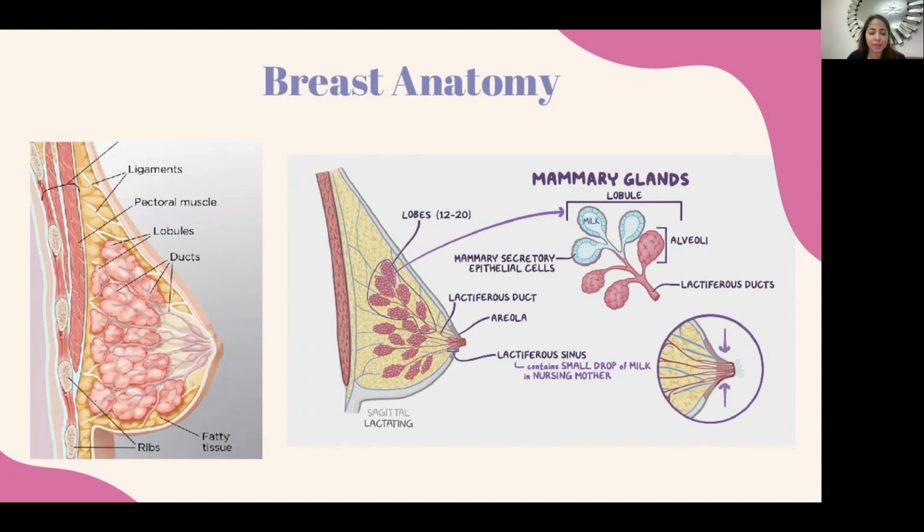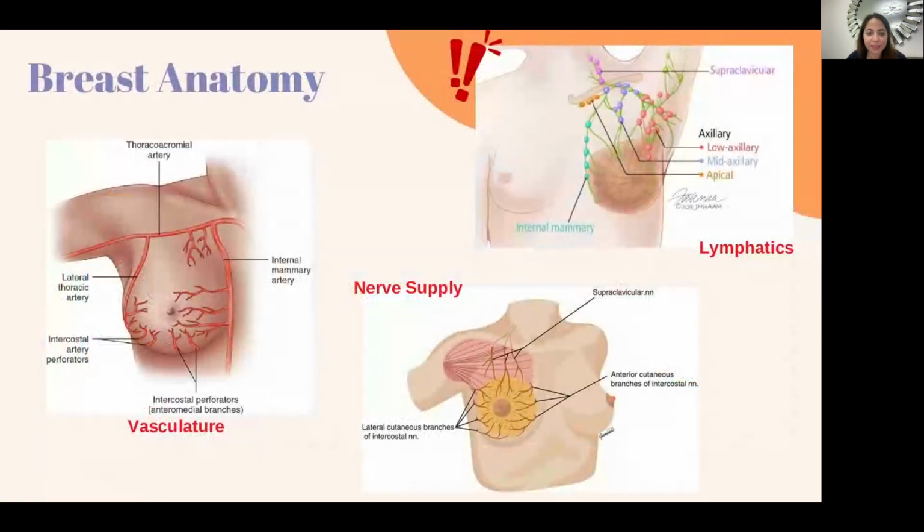There is a potential space called the retromammary space, where you've got loose connective tissue between the breast and the pectoral fascia, and that's often used in plastic or reconstructive surgery, especially with implants and things like that. So that's just a little piece of information.